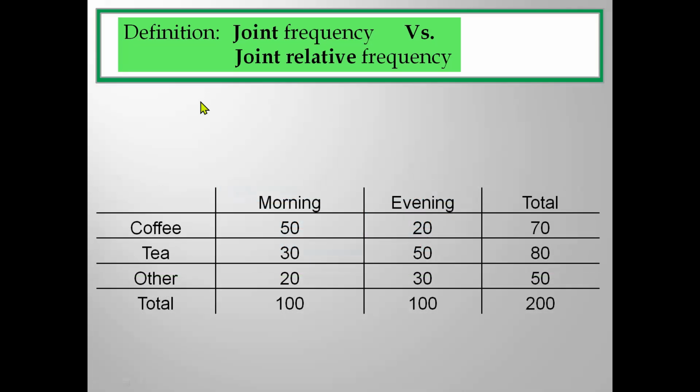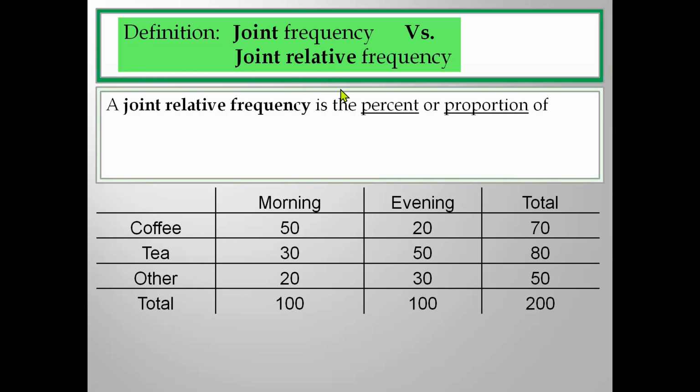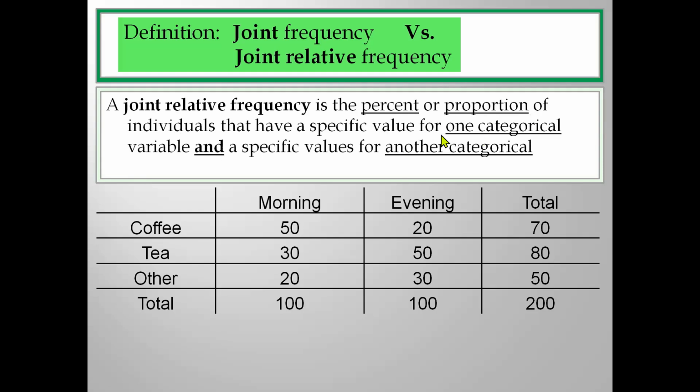We're now going to cover joint relative frequency. Since we're talking about a relative statement, we're going to again look at percentages and proportions. In this situation, joint relative frequency is the percent or proportion of individuals that have specific values for one categorical variable and a specific value for another categorical variable. The key takeaway here is the word and. So we're going to look for an overlap of two things.